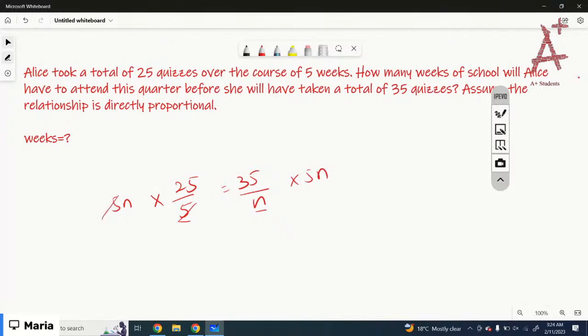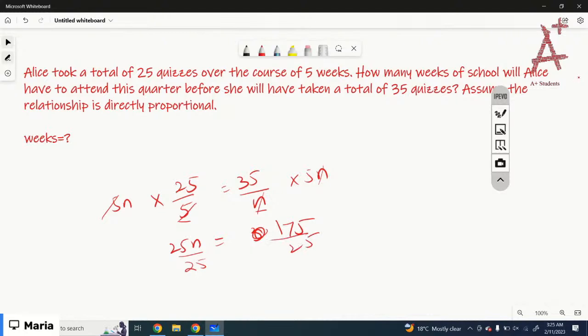5 and 5 get cancelled out. You are left with 25n. Here the n and n cancel out, and 35 times 5 is, let me just multiply, 175. Got it? So you have to calculate the value of n only, divide both sides by 25.